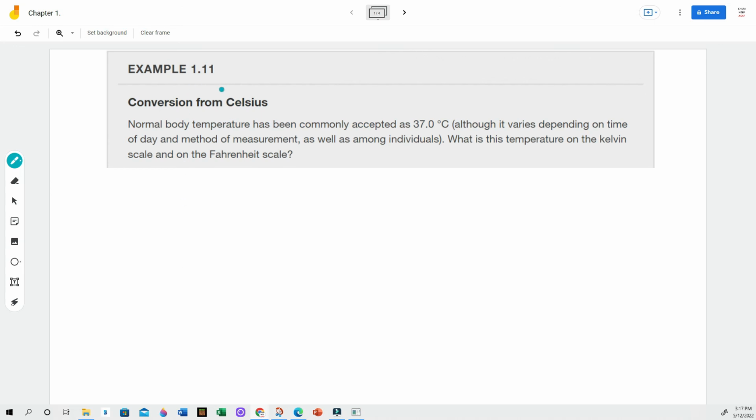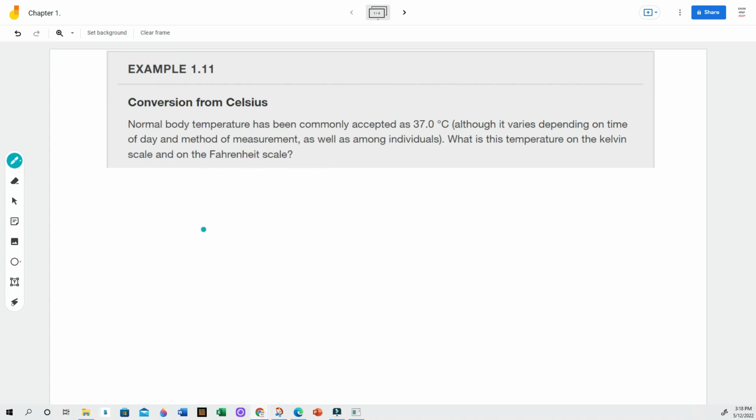Example 1.11. We are going to convert from Celsius. Normal body temperature has been commonly accepted as 37 degrees Celsius, although it varies depending on time of day and method of measurement as well as among individuals. What is this temperature on the Kelvin scale and on the Fahrenheit scale? So we are going to convert Celsius to Kelvin and to Fahrenheit.